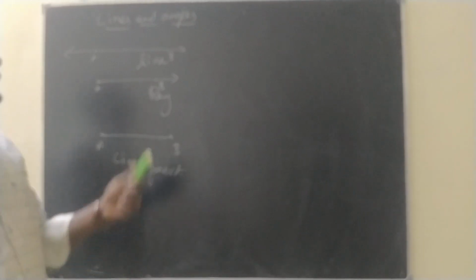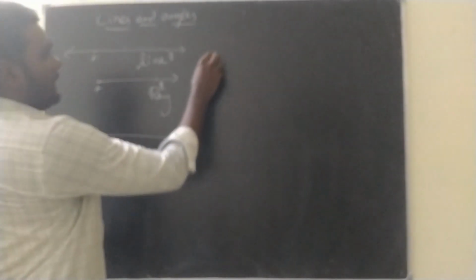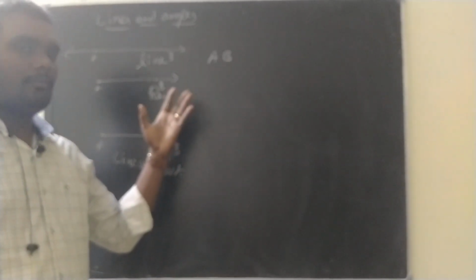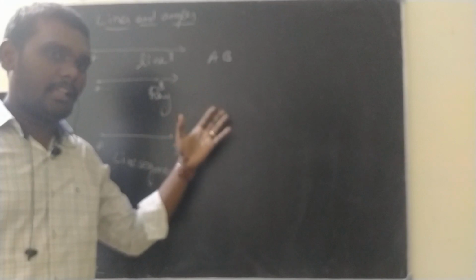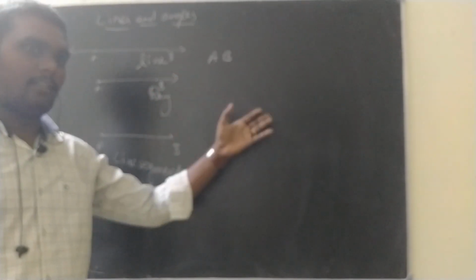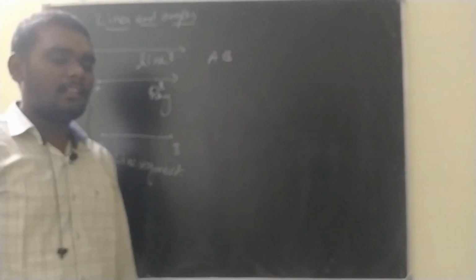How do we denote all this? The point A, B, this is A, B. We may simply say AB, but it doesn't mean that. Is that actually a line, or a line segment, or a ray? How do we make that differ?